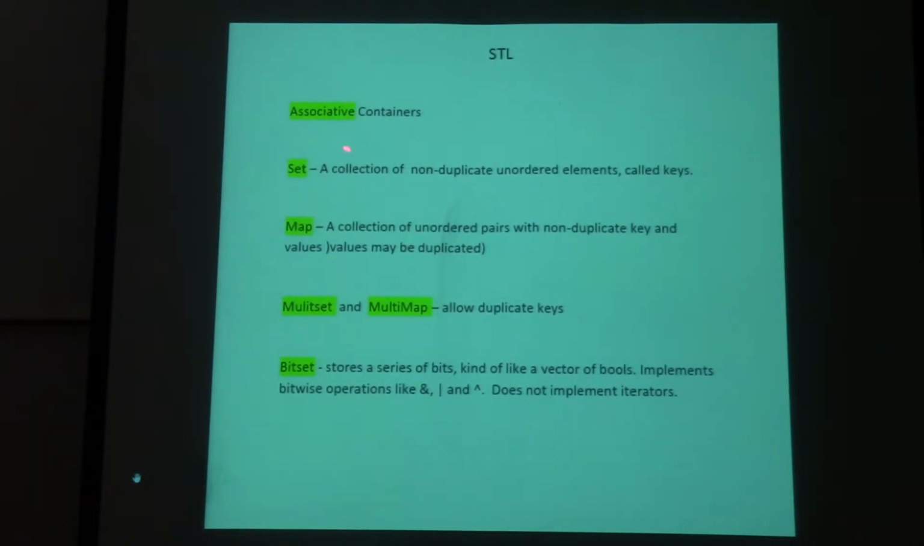Associative containers like set. We know what sets are. Sets are non-duplicate, unordered elements. Maps are collections of key-value pairs. Multi-set and multi-map allow duplicate keys. So multi-set is like a set with multiple elements allowed in there twice, two or three times. Multi-map is a map of key values where the same key can be in more than once. And then we have something very cool called bitset. It's a series of bits, like a vector of Boolean values, and they implement operations like bitwise AND, bitwise OR, bitwise XOR.